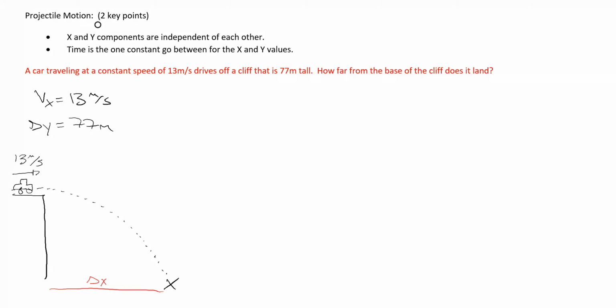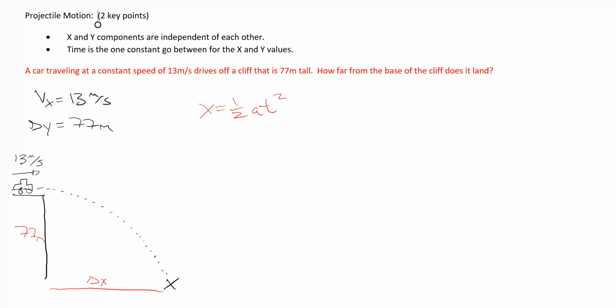So time is the constant between the two. I know how high the cliff is. So if I go back and I remember that y is equal to 1/2 at squared, the time it takes to fall can be solved by knowing how far it falls. The fact that it's moving 13 meters per second to the right is independent of the time it takes for it to fall straight down.